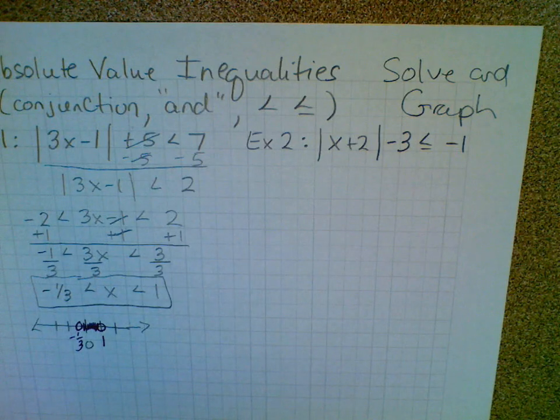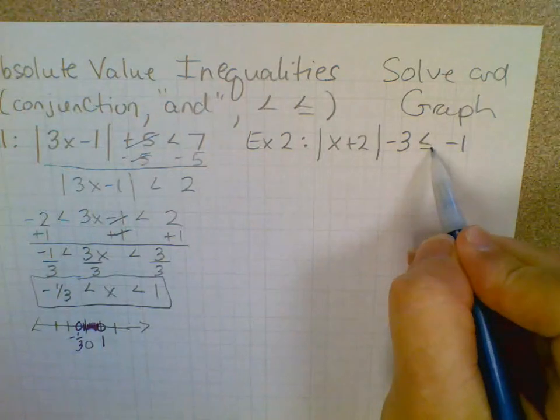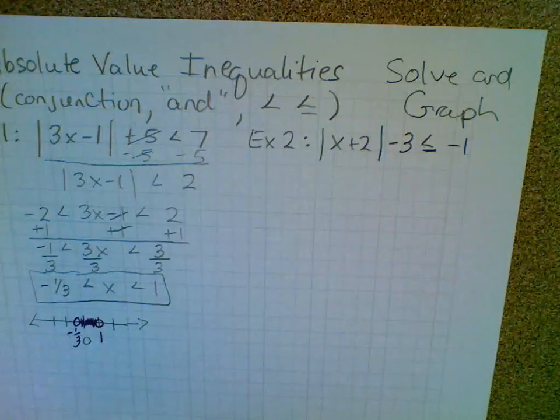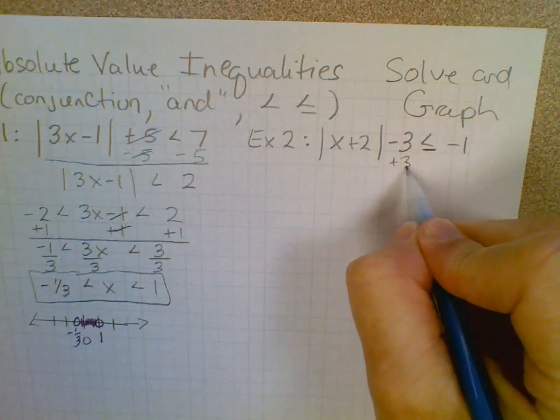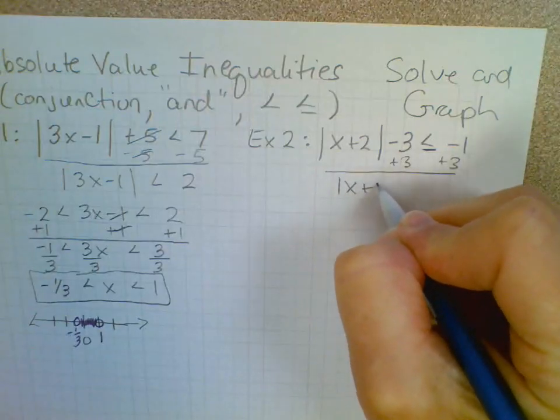So once again, we've got a less than, but it's a less than equal to. So notice at the end when we go to graph it, there's going to be a slight difference from the first one we did. So once again, I have to get the absolute value alone, so I'm going to add 3 to both sides.